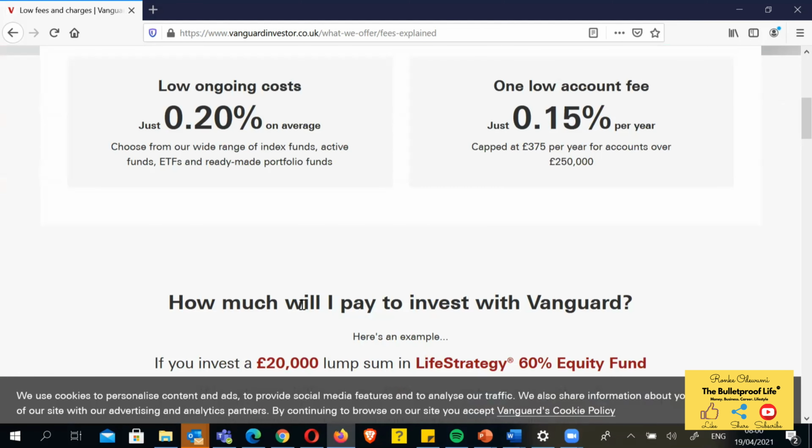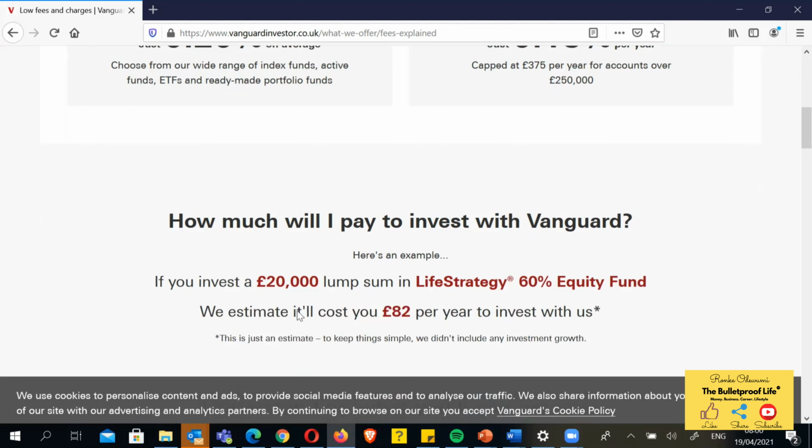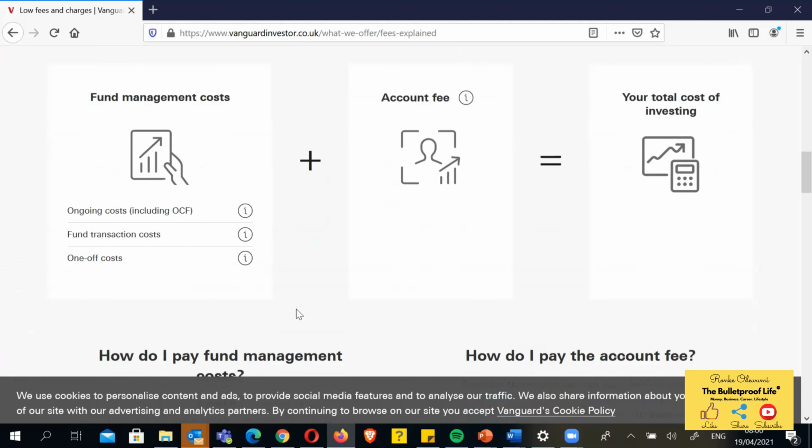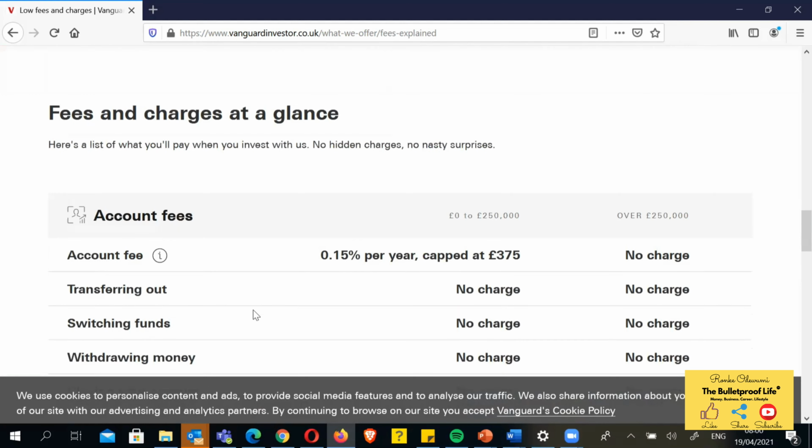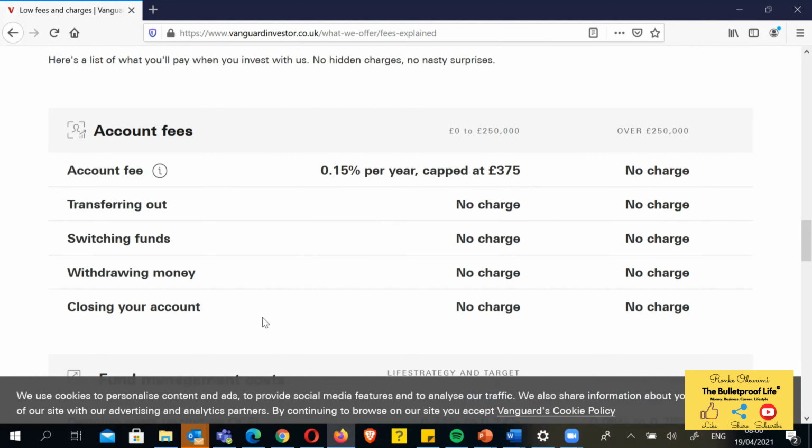As I said, the account fee is a low one, 0.15% per year, very low. And then you have your fund management fees. Now, your fund management fees are automatically taken from your fund that you buy, from the returns on the fund before you get the returns. So it's not like you have to pay it separately. It's factored into your funds. But I just wanted to quickly run you through that fee setup before we go into the different kinds of accounts that you can have and kind of funds that you can buy on Vanguard.